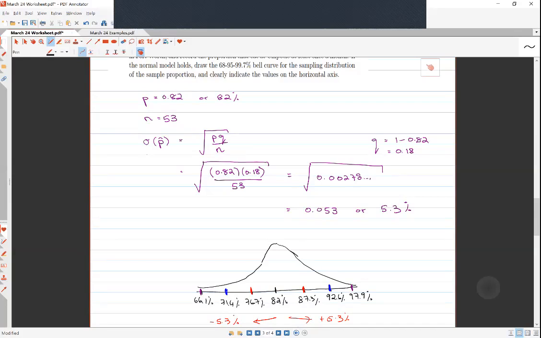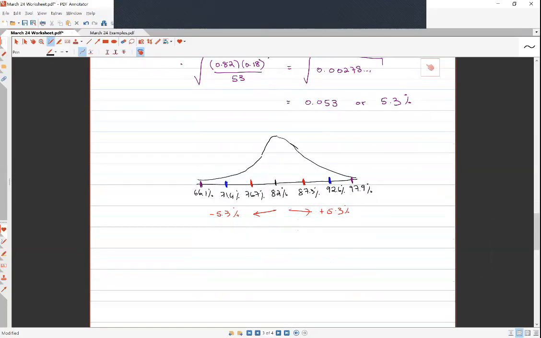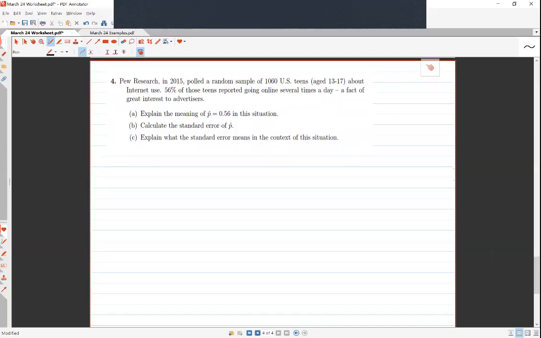Okay, I have one more example here, and then I'll leave a bit more time for questions if anyone has any. Here, we're looking at actual data from a Pew Research study in 2015, where they polled a random sample of 1,060 US teens, and they found that 56% of those teens reported going online several times a day. So here we are told p hat equals 0.56. And the question is asking, what does this mean?